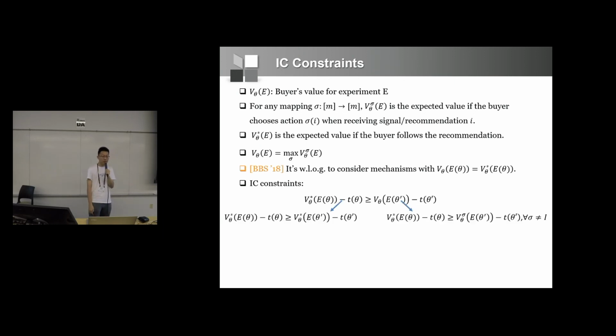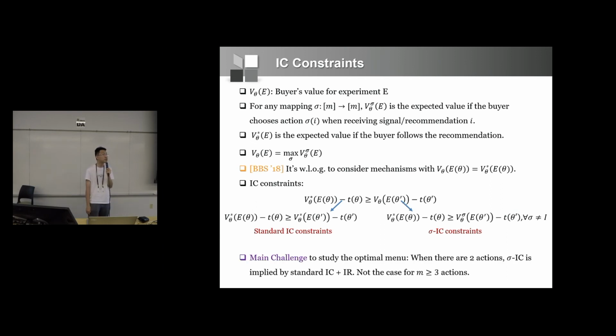One thing to note is that since this V function is the max over all V sigma, we can separate these IC constraints into two sets, where the first set is the case where sigma is identity. The rest is in the second set. The first set of constraints is very similar to the IC constraints in classic auctions, because if we fix the way of choosing the actions, this V star function is actually a linear function in the agent's type. So we call this set of constraints standard IC constraints, and the rest sigma IC constraints.